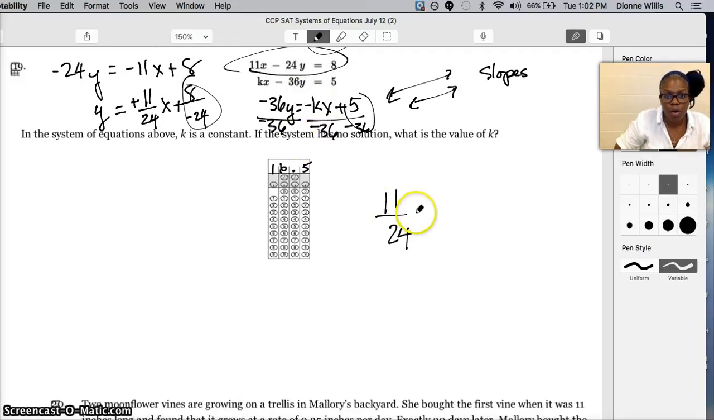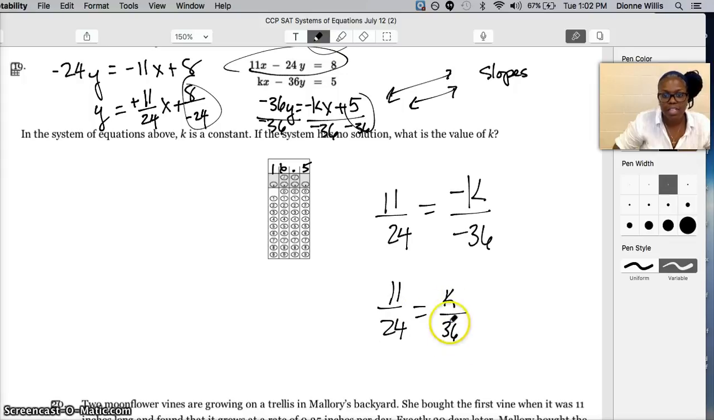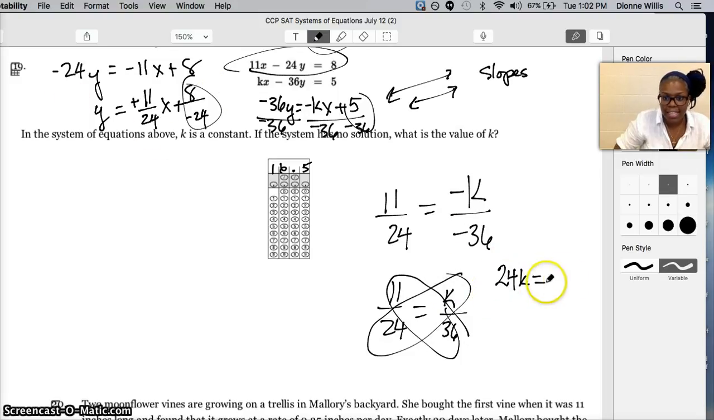So 11 over 24 must equal negative K over negative 36, right? Since they're both negative, that renders the negatives irrelevant because a negative over a negative is a positive. So 11 over 24 must equal K over 36. This is just a proportion. I can cross multiply and solve. You can use a calculator, so this isn't too bad. I get 24K is equal to 36 times 11, which is 396. Then I'm going to divide both sides by 24, and I get 33 over 2, or 16.5.